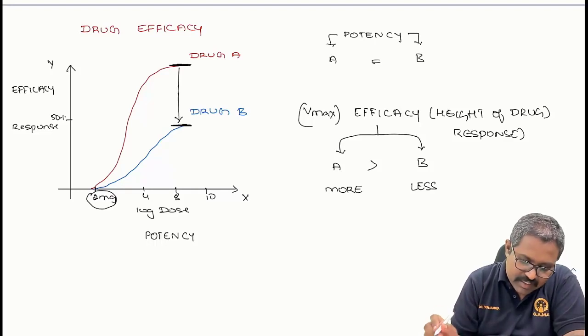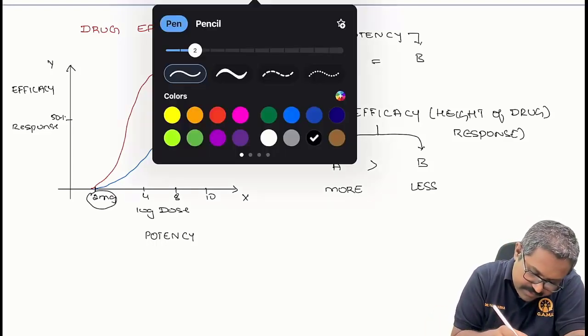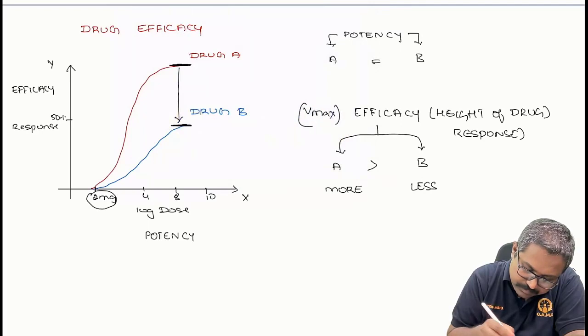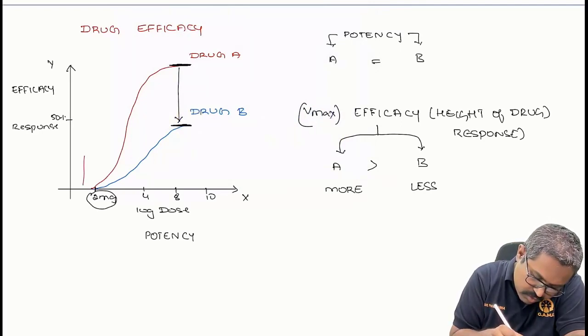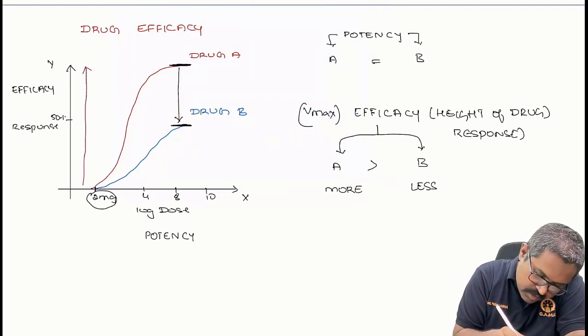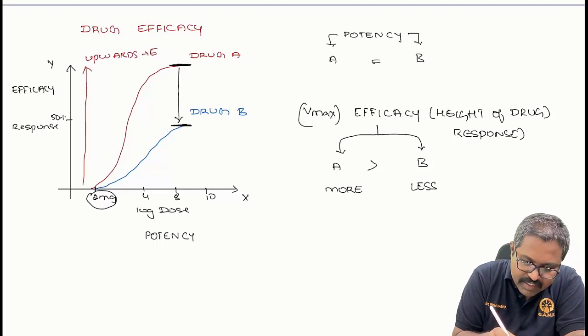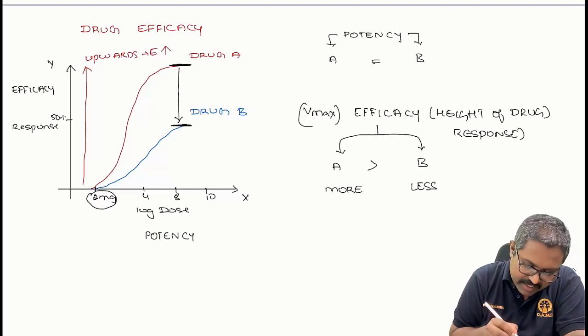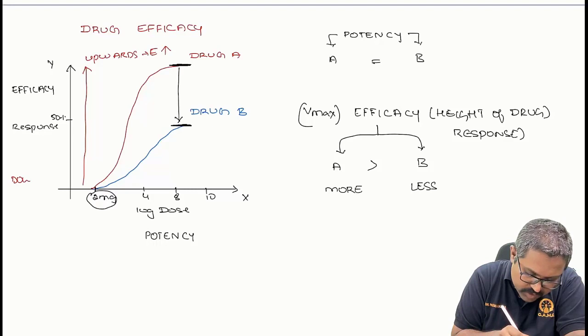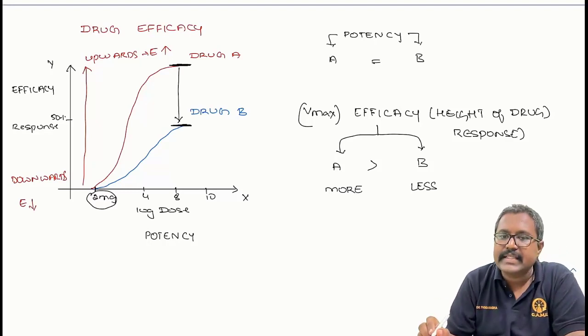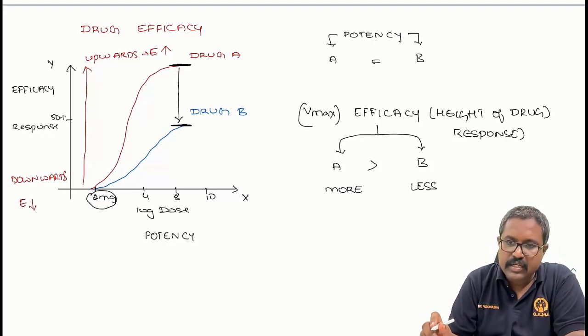In other words, if you generalize it, if the response moves upwards, what will happen to the efficacy? The efficacy will increase. If it moves downwards, what will happen to the efficacy? Efficacy will decrease. So this is the concept of drug efficacy.